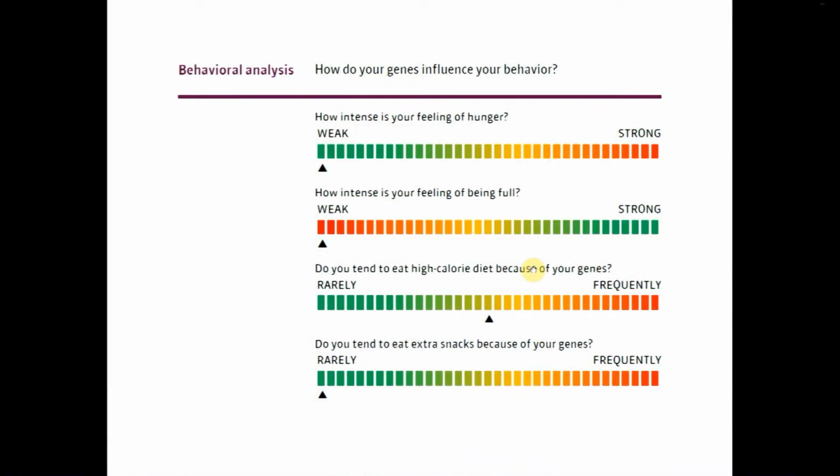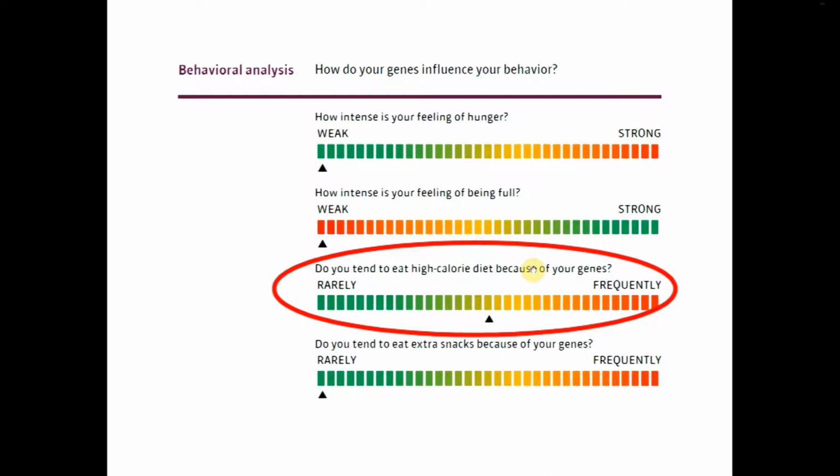Then the next question: do you tend to eat a high calorie diet because of your genes? This I find very interesting. If you take 100 people with a certain genetic variation and you put them in front of a buffet, and this buffet has all different types of food, and everyone gets a plate, and they have the job to put everything that they would like to eat on this plate.